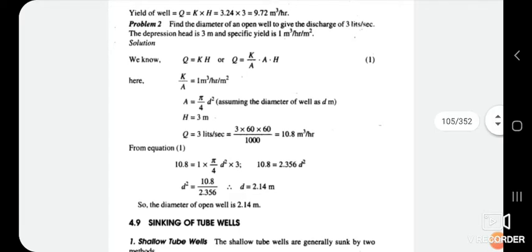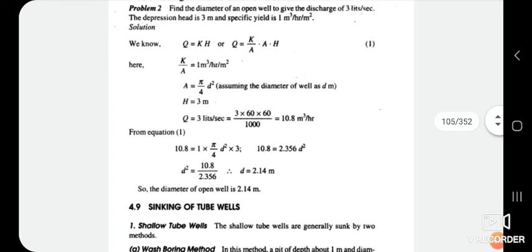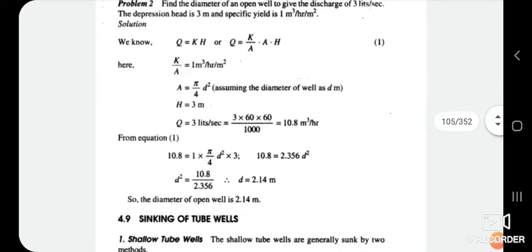Okay, so the specific yield is given, we know that it is K by A, right? So K by A is given as 1 meter cube per hour per meter square. Area, you know that is pi d square by 4, and H is also given as depression head of 3 meter, right? And the discharge Q is given as 3 liter per second. So now all you're supposed to do is convert it into meter cube per hour, and then substitute in the first equation, that is Q is equal to K by A into H, right? So you have found the discharge.